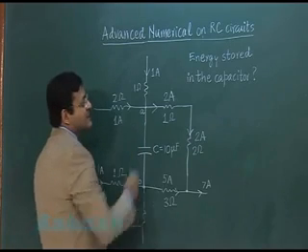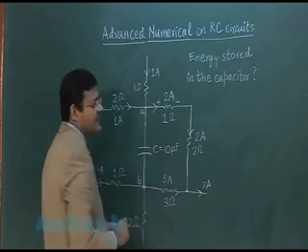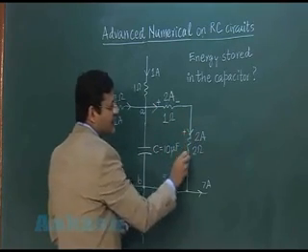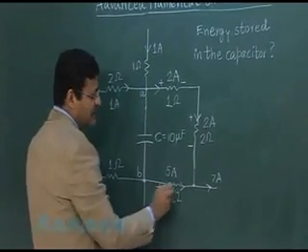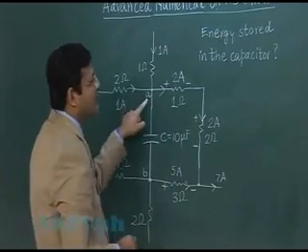If you apply plus minus sign, then in the direction of current flow, this side will be plus, this side will be minus. Here also in the direction of current flow, this will be plus and this will be minus. And here also in the direction of current flow, this will be plus and this will be minus. You understand? Now you start moving from A.